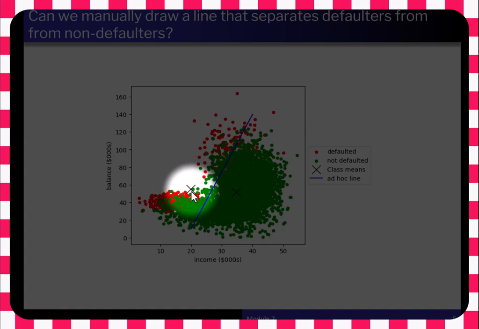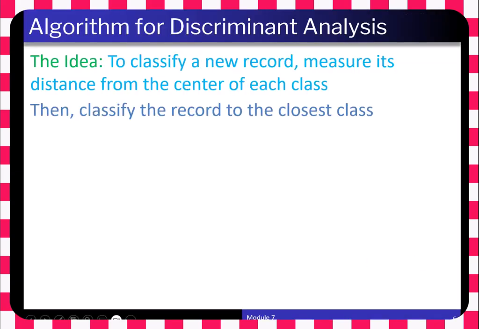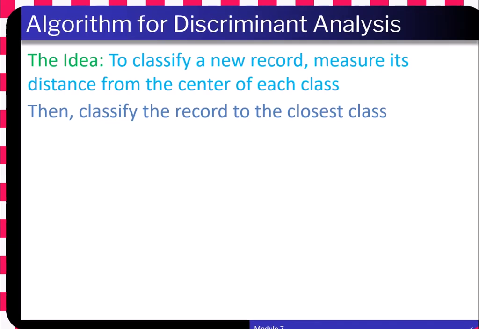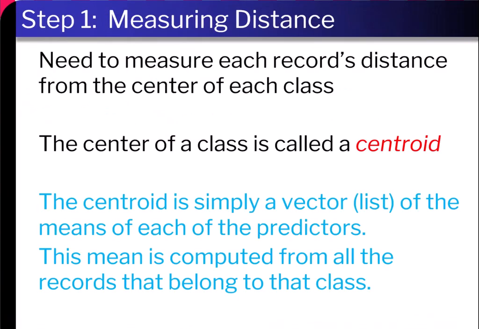So we are going to find the class means of both groups, and we are going to classify a record depending on its distance from those class means. So the idea once again is to classify a new record and measure its distance from the center of each class, then classify the record to the closest class. We need to measure each record's distance from the center of each class.